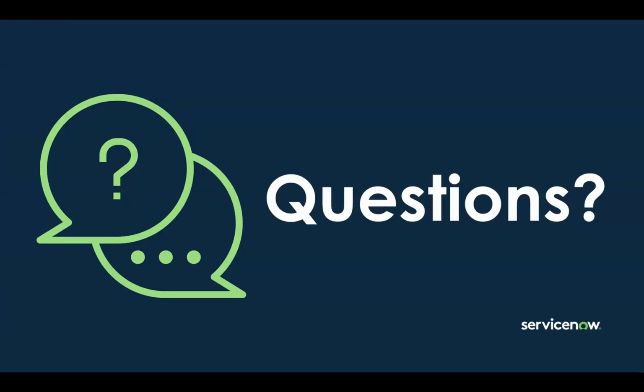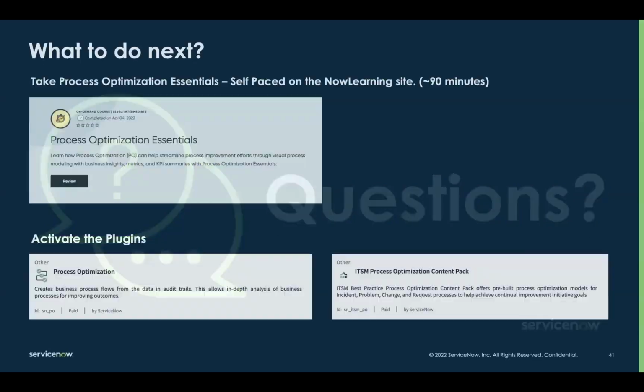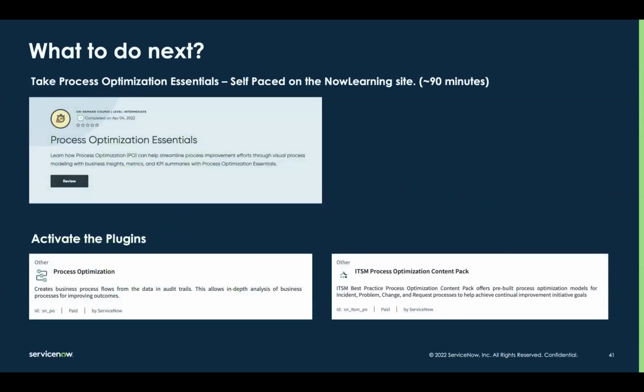All right. If there are no additional questions, for those of you that have not been here before, I have to imagine some of you have already seen this and have done these things, but if you like what you saw here today, there is a Process Optimization Essentials course on the Now Learning site. It takes about 90 minutes to go through. If you plan on using the solution, I highly recommend that you go through that course. And then the next piece is just to activate the plugins. You all have the right to activate the plugins in a subprod instance and mine up to 4,000 records.